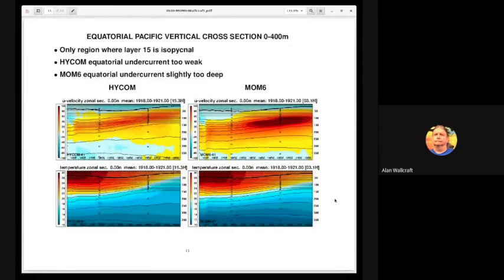This is a cross-section for the equatorial Pacific. And this is the only area where layer 15 is isopycnal. Remember that layers 1 through 14 are always at fixed depth. And an issue with isopycnal models is you have to represent all the densities that you can see in the global ocean. So in this case, layer 15 is representing essentially just this little piece of the West Pacific. Everywhere else, essentially, it's in Z coordinates.